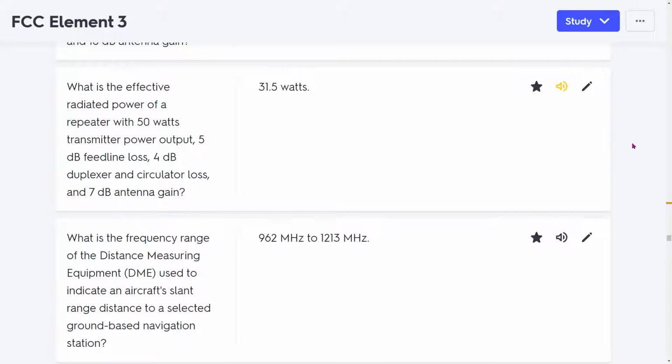What is the effective radiated power of a repeater with 50 watts transmitter power output, 5 decibels feed line loss, 4 decibels duplexer and circulator loss and 7 decibels antenna gain? 31.5 watts.